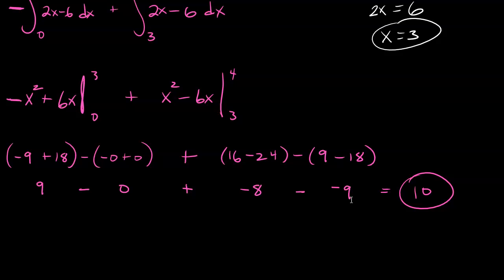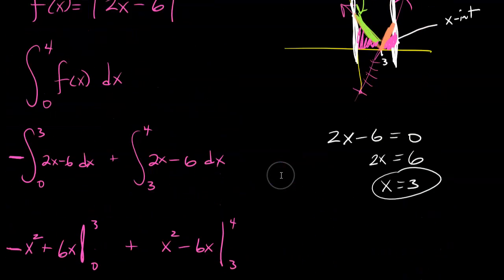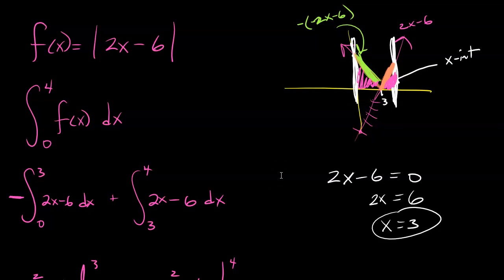Why is there a negative sign in front of 2x minus 6? There's a negative sign in front of the 2x minus 6 because this green line, oh, I already screwed that up. This green line is the opposite of 2x minus 6. So 2x minus 6 is down here, but we flipped it up top to make it positive because of the absolute value. So it's the opposite of it.